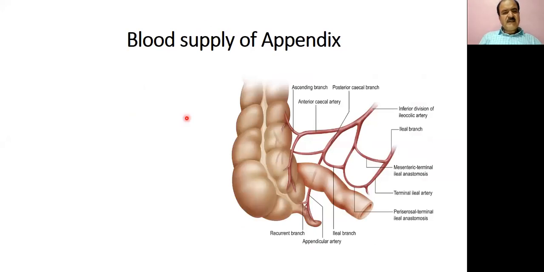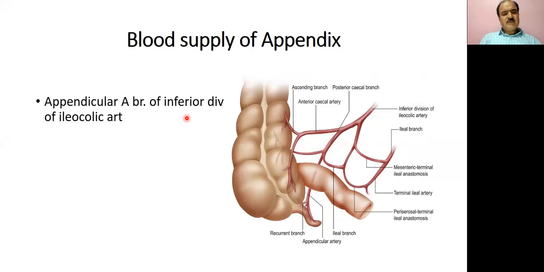Coming to blood supply of the appendix, the appendicular artery is a branch of the inferior division of the ileocolic artery. So the inferior division of the ileocolic artery gives the appendicular artery. You can see going behind the ileum, this appendicular artery reaches the base of the appendix through the mesoappendix.